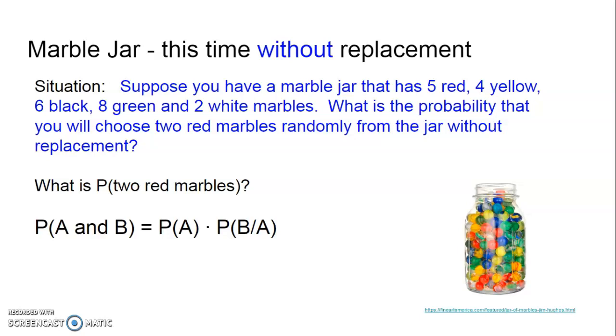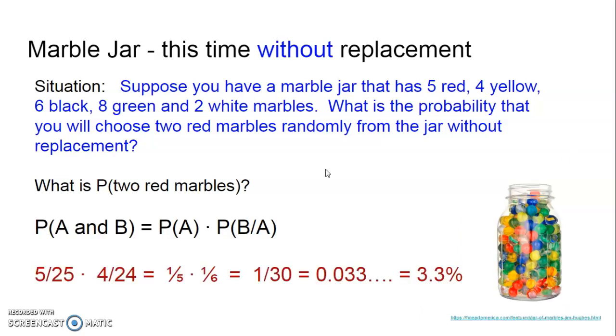Probability of A times probability of B given A. So what's the probability of getting red? And then what's the probability of getting red given that you've already chosen one red? All right, give that a shot. And once you're done, get the video going again.